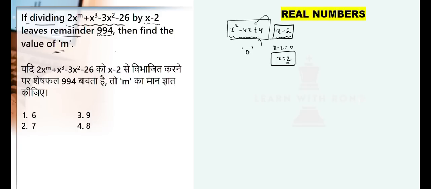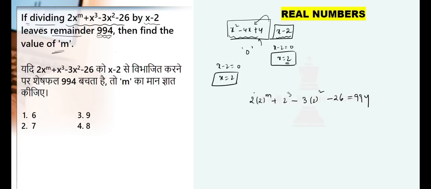Okay. In the similar case, if we divide this complete expression by x minus 2, so I take x minus 2 as 0 and x value 2. If I substitute x value 2 in the expression, they said I will get the remainder 994. Okay. If I substitute 2 in here, 2 times 2 power of m plus 2 cube minus 3 times 2 square minus 24, this value they said I will get 994.